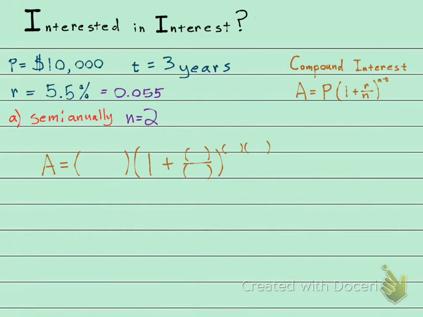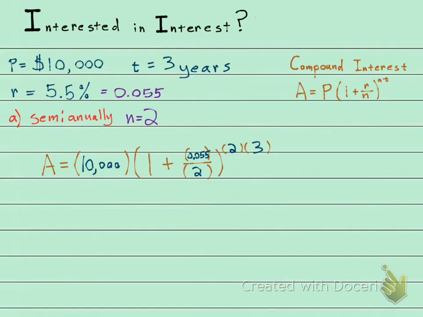So, principal, plug it in, $10,000. 10,000, 1 plus R over N. R is 0.055. Number of times a year is 2. To the power of number of times a year, 2, times how many years? 3 years. Okay, now all we need is our calculator. Our A is already solved for.